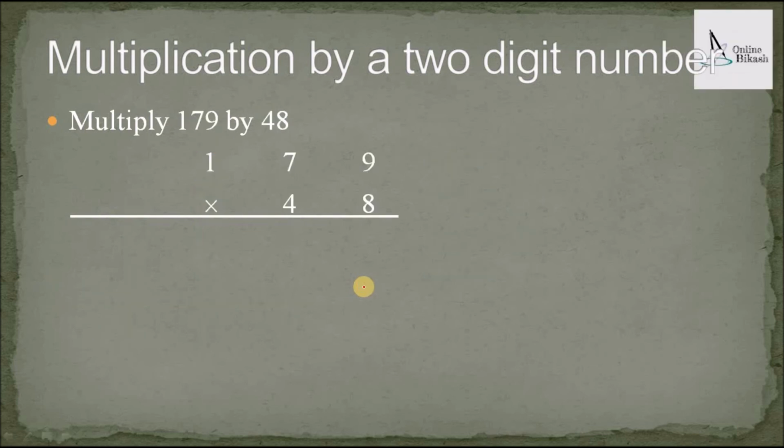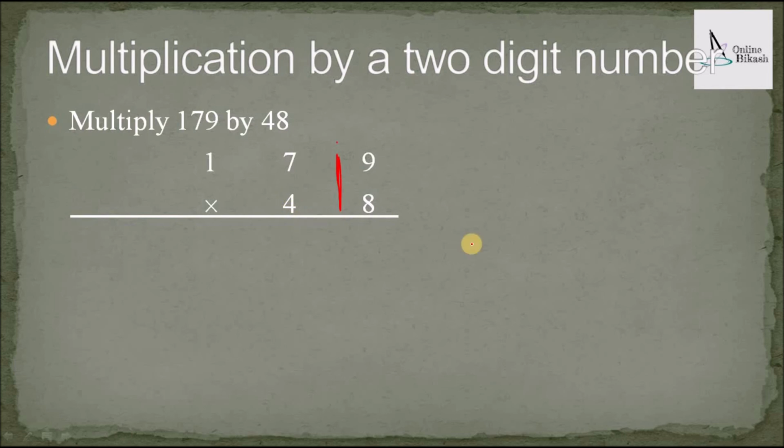Now multiply 179 by 48. So we have written the numbers in this way. We have to place one digit below another digit. I mean to say, below this 9 we are putting this 8, because this 9 is the ones place digit and this 8 is the ones place digit. So below this 9 we are putting this 8, below this 7 we are putting this 4, the tens digit.